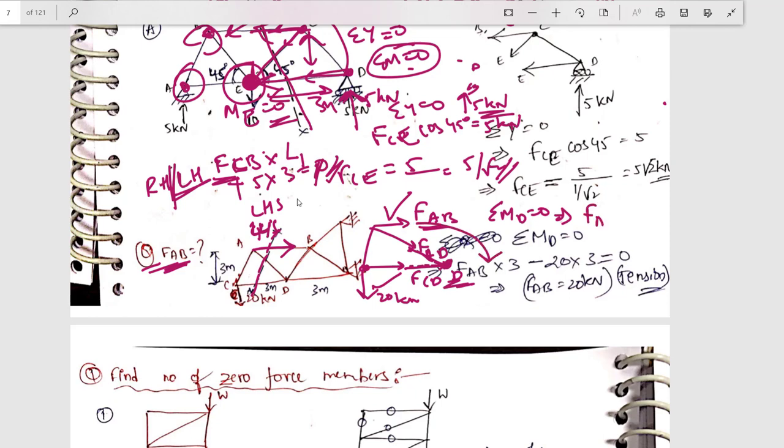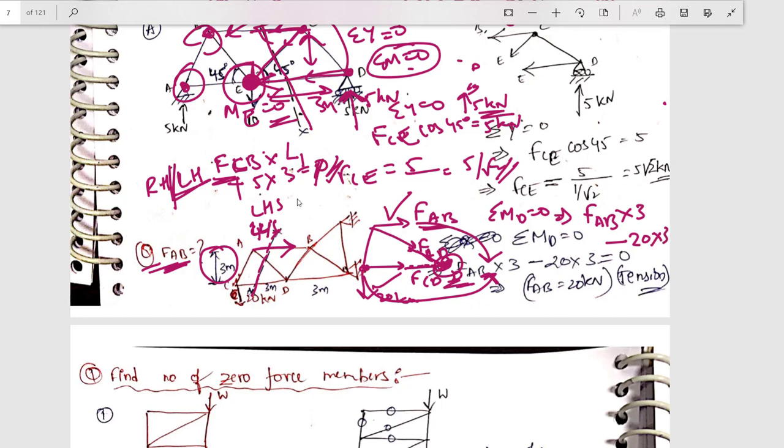I am assuming it as positive. FAB into the perpendicular distance, which was given in the question as 3 meters. So FAB into 3 minus, because at point D this 20 kilonewton load is acting like this, right? So it will move in the anti-clockwise direction. So what will happen? 20 into the perpendicular distance, which was 3 again.